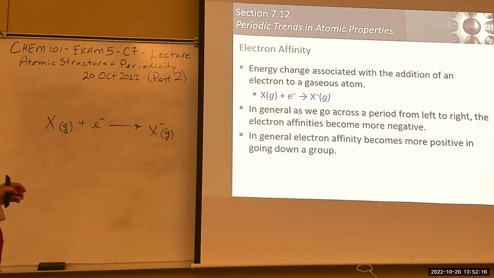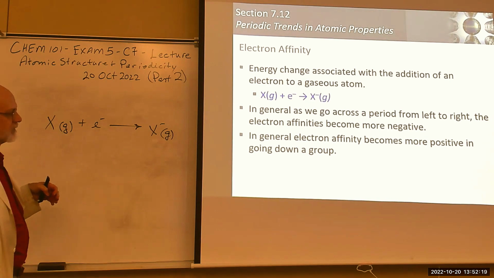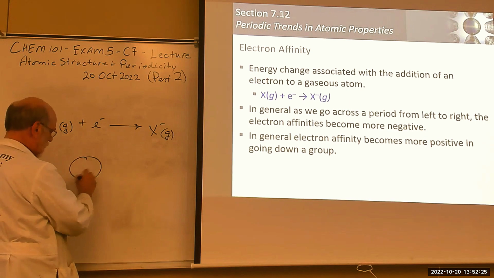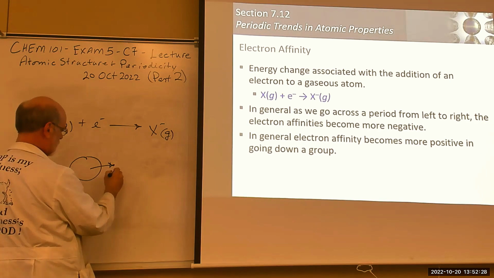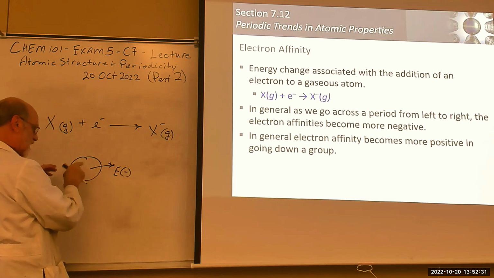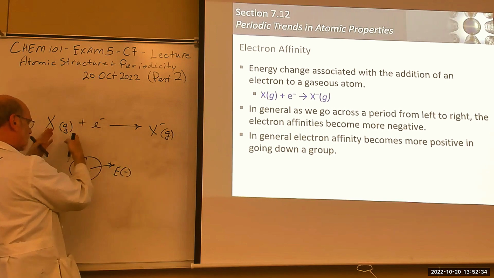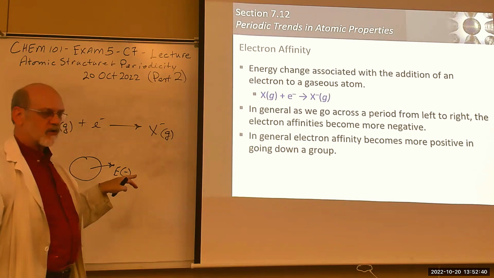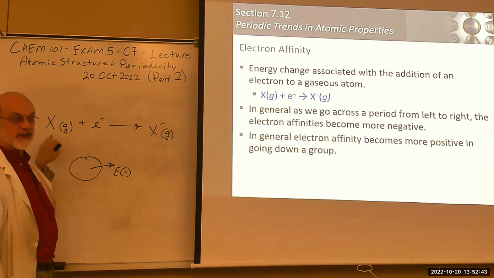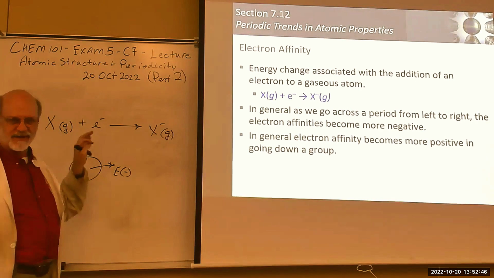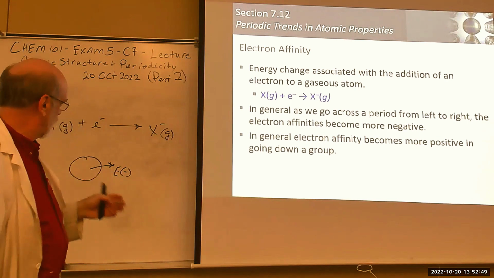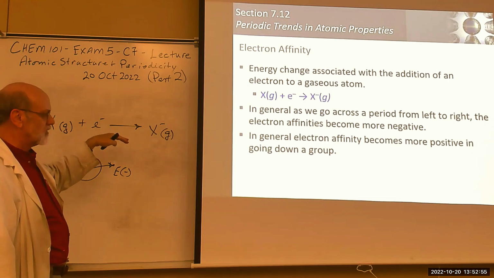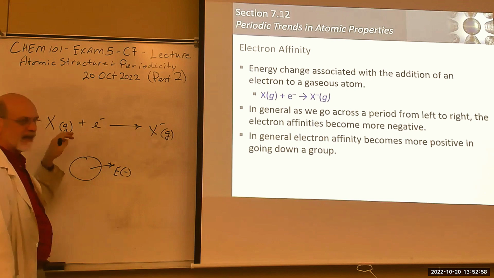As we go across a period from left to right, the electron affinities become more negative. So think of that in terms of the system. The energy is negative, that is, energy is being released as the electron is added. So the more negative the electron affinity, the more attractive the electron is to the atom. Okay, that's a difficult concept, I know. It helps if you think of it in terms of system and surroundings. So the more negative the value, the stronger the attraction of the electron for that neutral atom.